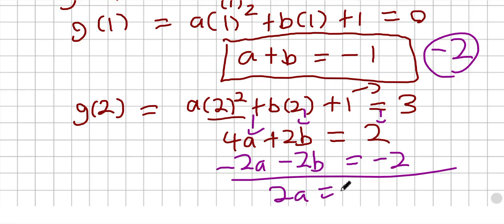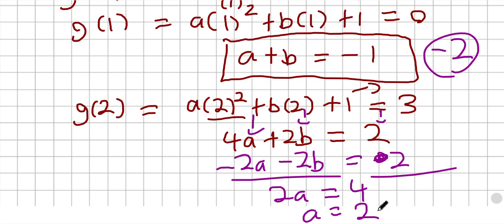So 2a equals 0, and this means a equals 0? Am I wrong? Oh, sorry. That's a plus 2, because when you multiply a minus by a minus, you get a plus. Good job. 2a equals 4. Then divide 4 by 2. Who got a equals 2? Hooray. Wow, we're in business, guys.